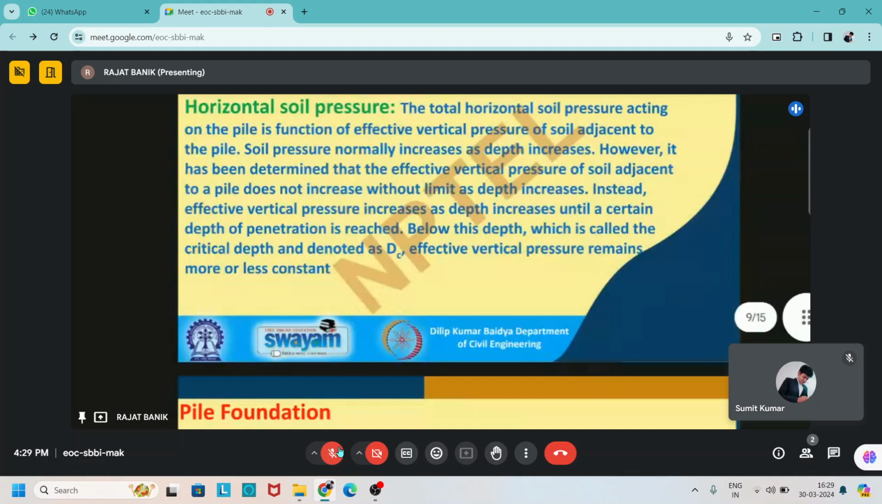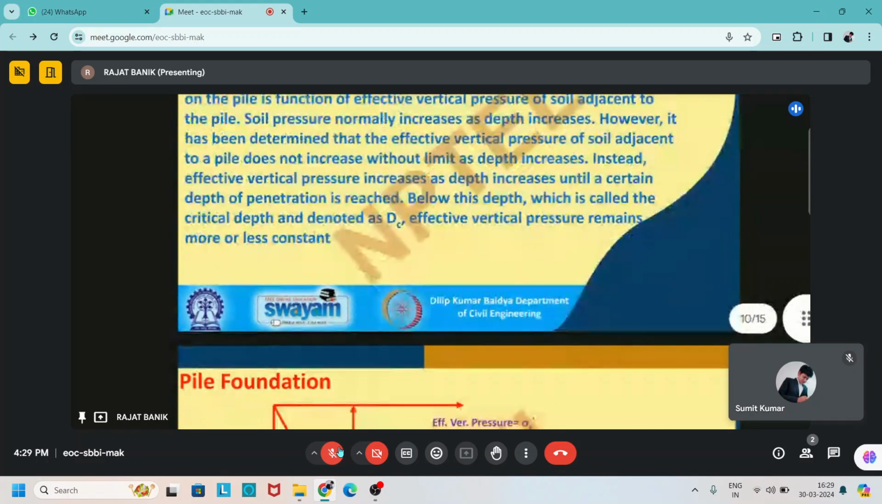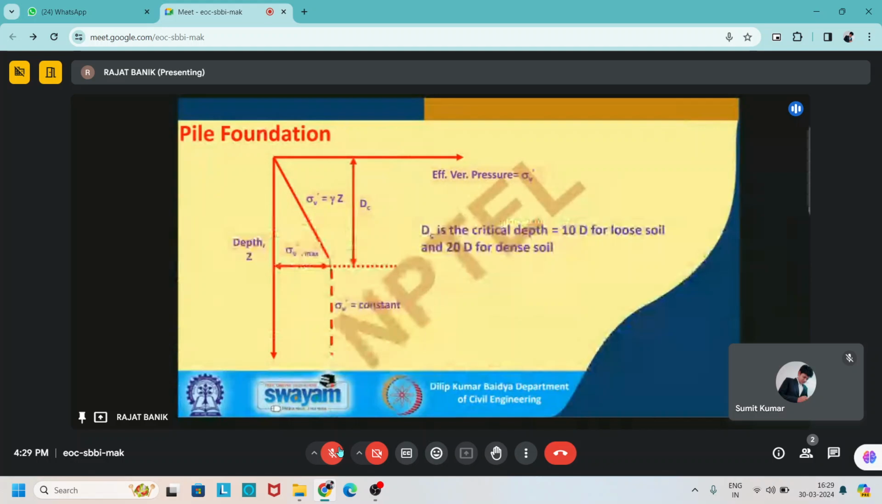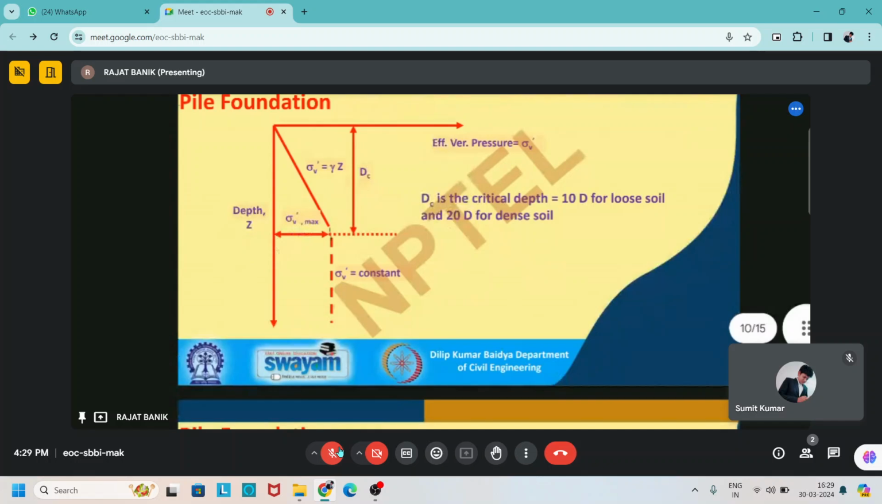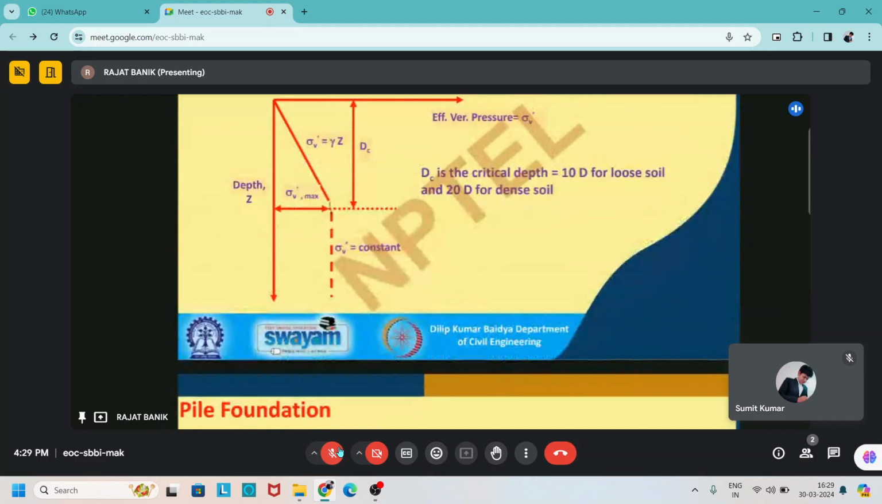This means as the depth increases, the effective vertical stress increases, but after a certain depth, the effective vertical stress remains constant, and this limiting depth is called the critical depth. With the help of this diagram you can easily understand the concept of the critical depth. We see that as the depth increases, the effective vertical stress also increases linearly. But after a certain depth Dc, which is called the critical depth, the effective vertical stress remains constant. There is no change. So this depth from the ground surface is called the critical depth, from where the effective vertical stress becomes constant.